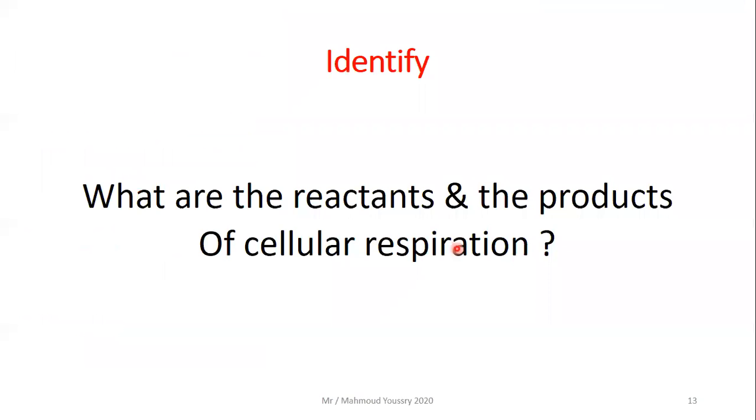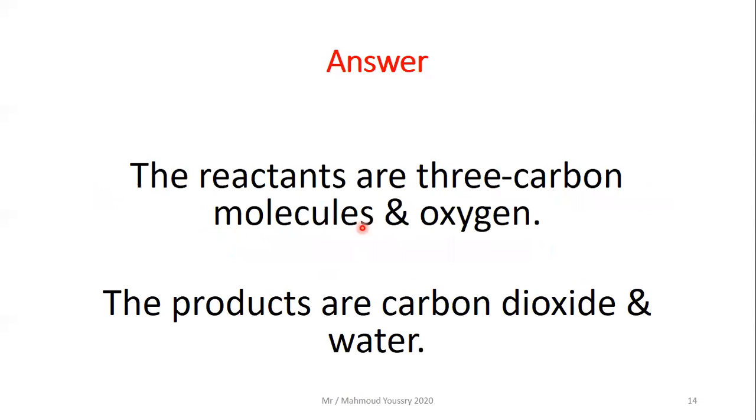Then we have a question that says, what are the reactants and the products of cellular respiration? I need you to pay more attention to this part. The reactants, this is the tricky one, because the reactants of cellular respiration are the three carbon molecules and the oxygen, while the products are carbon dioxide and water. Okay, I need you to pay attention to this part, please.